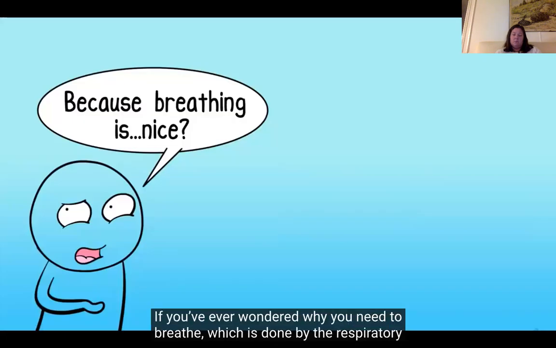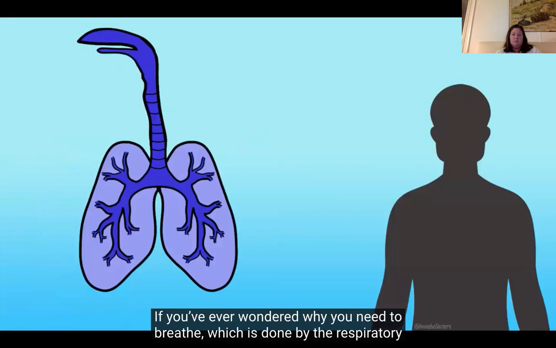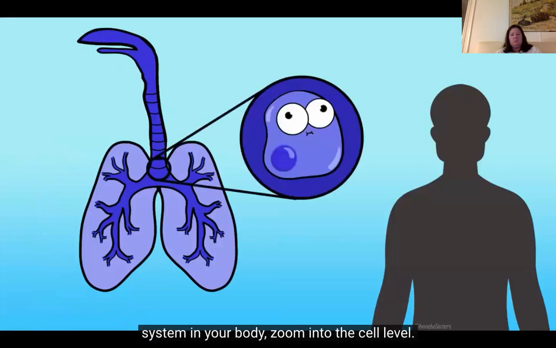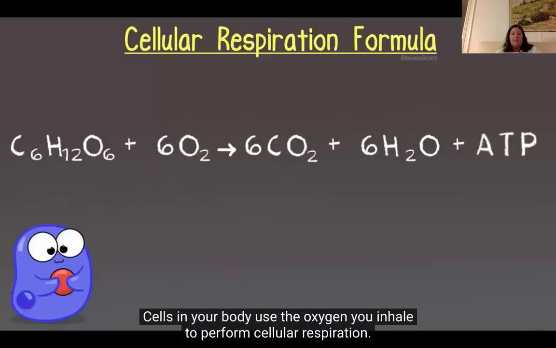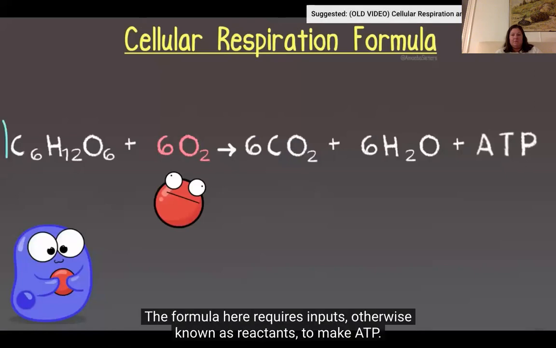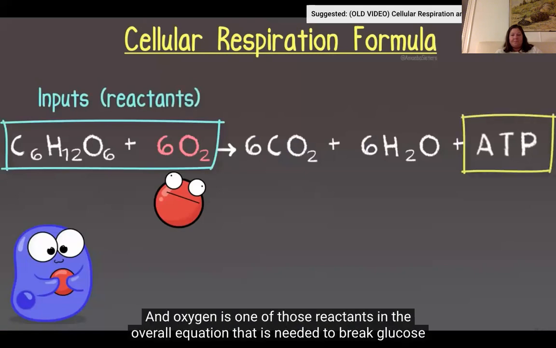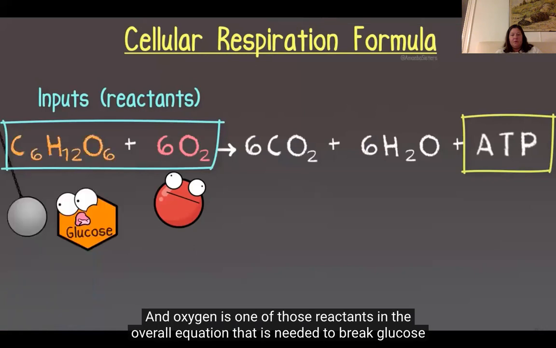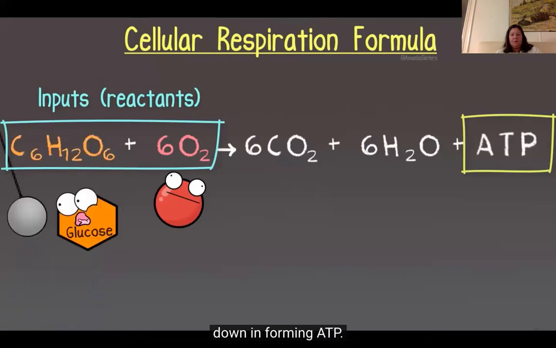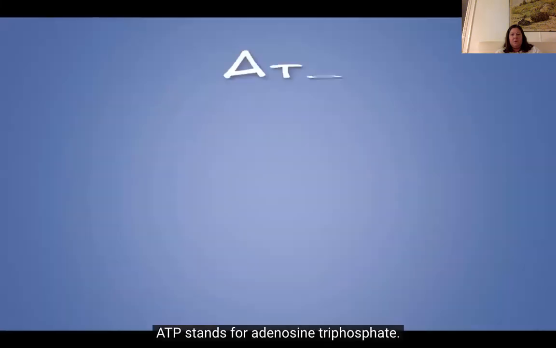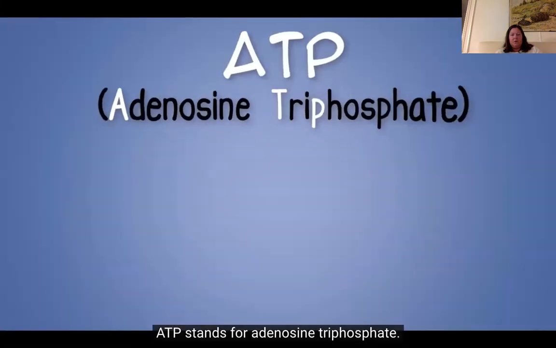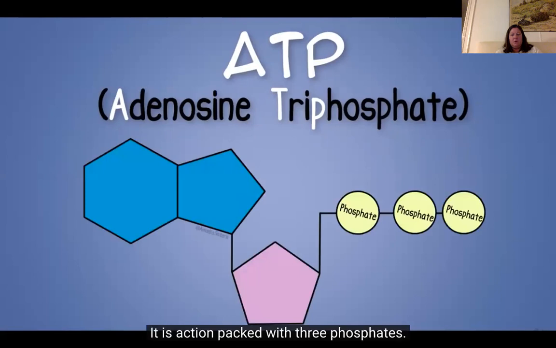If you've ever wondered why you need to breathe, which is done by the respiratory system in your body, zoom into the cell level. Cells in your body use the oxygen you inhale to perform cellular respiration. The formula here requires inputs, otherwise known as reactants, to make ATP. And oxygen is one of those reactants in the overall equation that is needed to break glucose down in forming ATP. Why ATP? ATP stands for adenosine triphosphate, and it's action-packed with 3 phosphates.